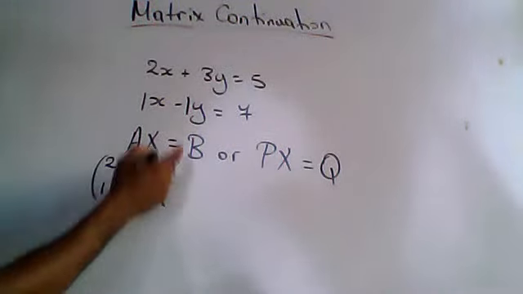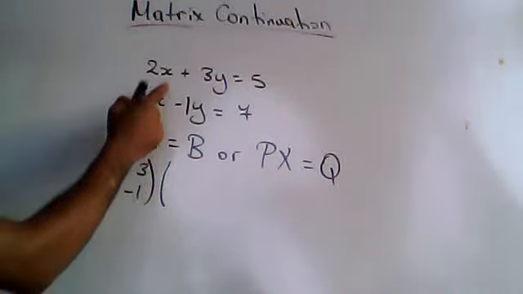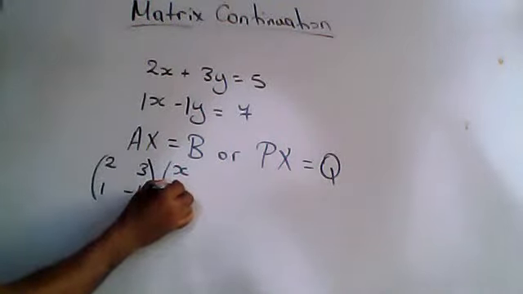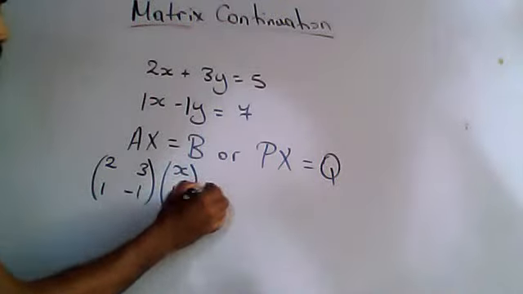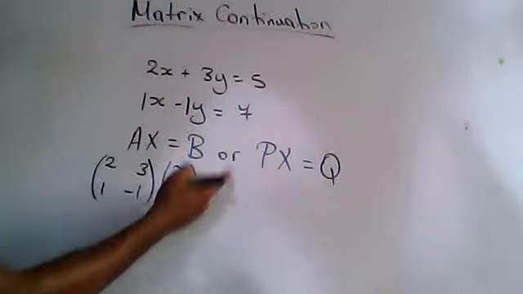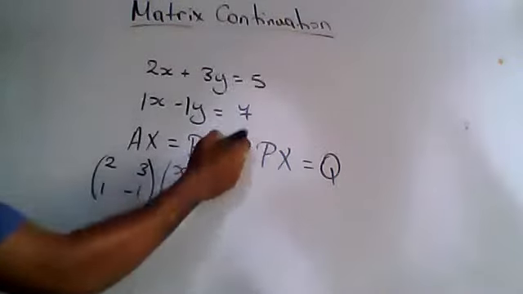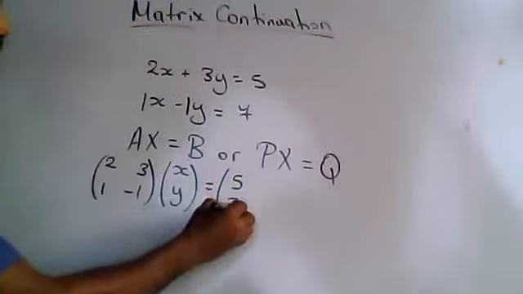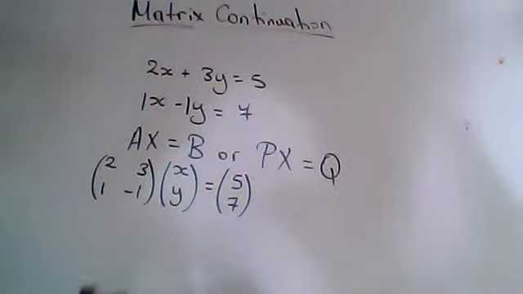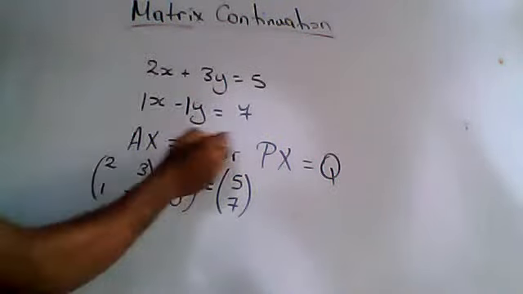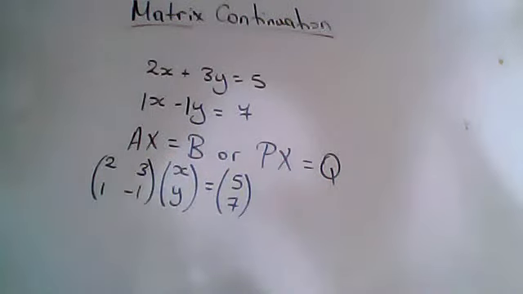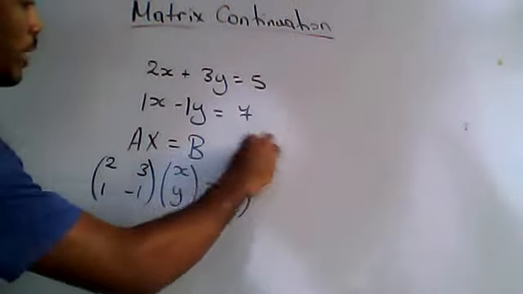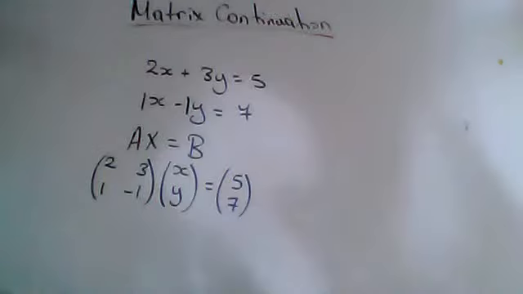Now, X represents the variables in the simultaneous equation, which is x and y. So x comes before y, so you're going to put x at the top, y at the bottom, equals B, which is a 2 by 1 matrix, which is what each equation is equal to, which is 5 and 7. So this is how you represent the simultaneous equation in its matrix form. Everybody get that? So that is how you represent a simultaneous equation in its matrix form.